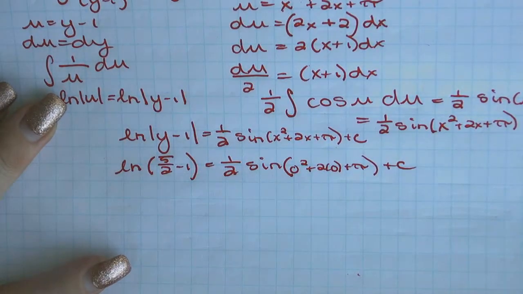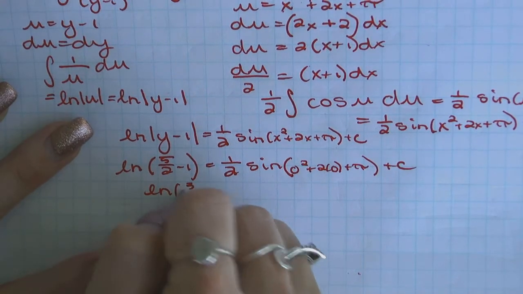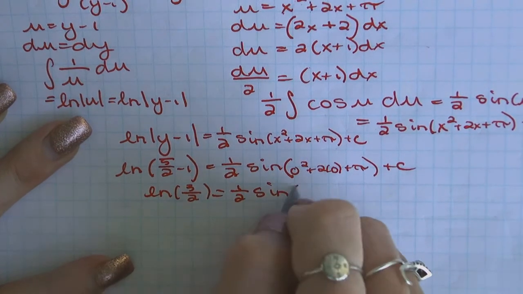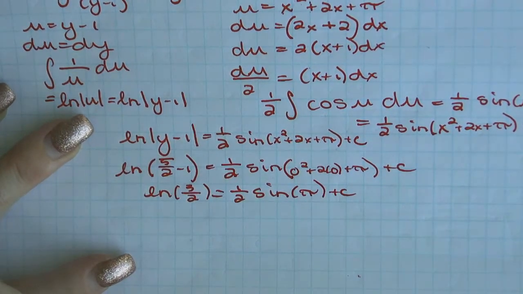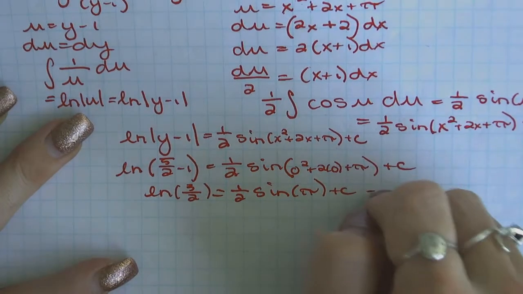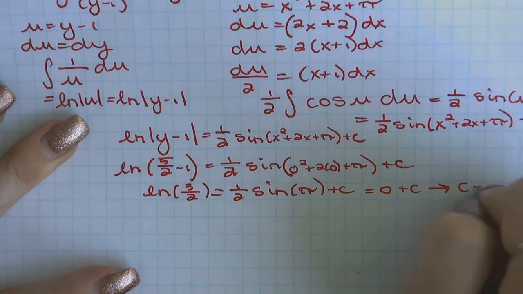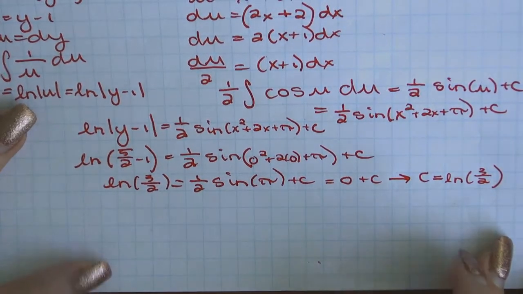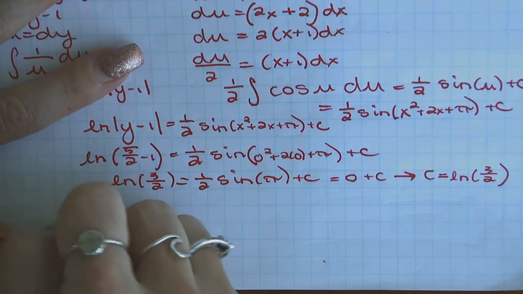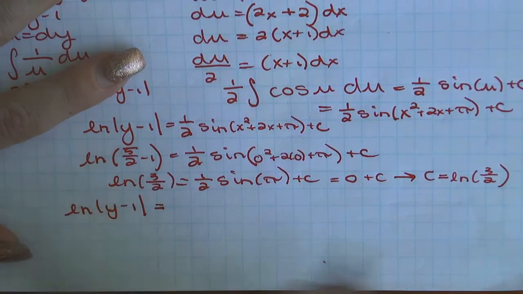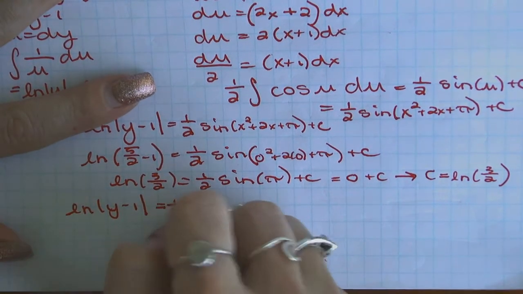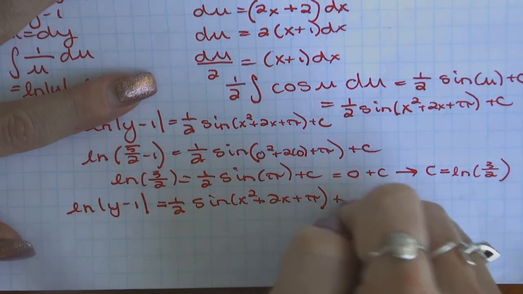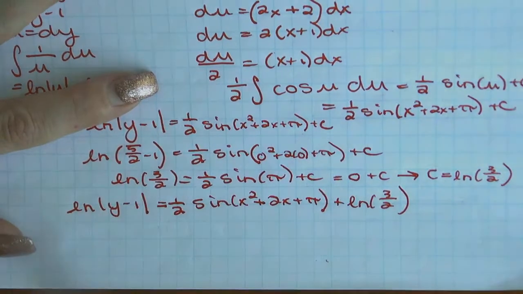So 5/2 minus 2/2 is going to be 3/2. So the ln of 3/2 is going to equal 1/2 times sine of pi plus c. Sine of pi is 0, so that's going to be 0 plus c, which means that c equals the ln of 3/2. So let's plug that in. That means the ln of the absolute value of y minus 1 is going to equal 1/2 times the sine of (x squared plus 2x plus pi) plus the ln of 3/2.